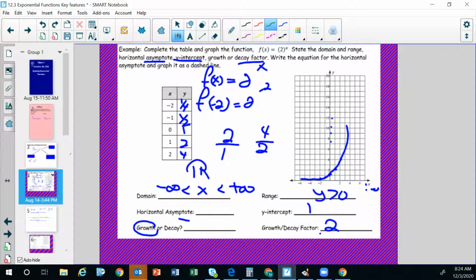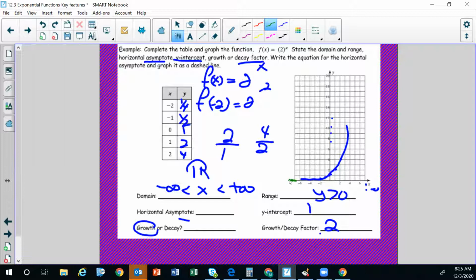The asymptote: if you notice, the graph approaches the x-axis, but never touches it. It gets closer and closer and closer. So the asymptote is a line that the graph approaches, but never touches. And in this case, it is y equals 0. In this class, the asymptote is y equals 0.